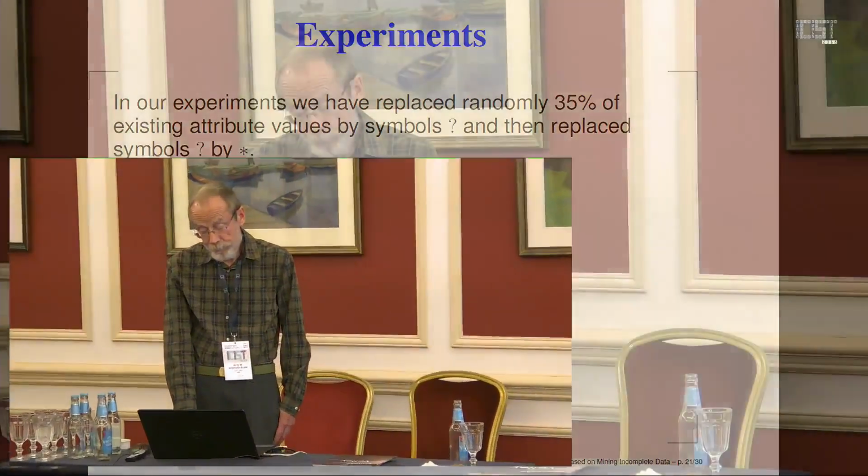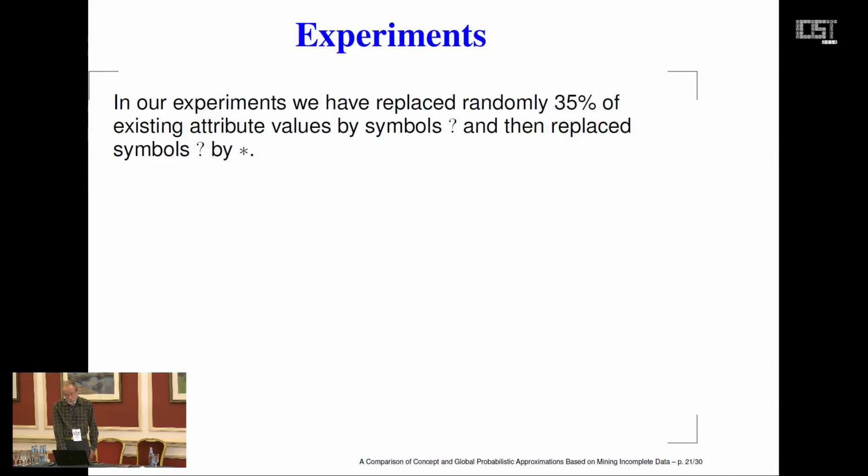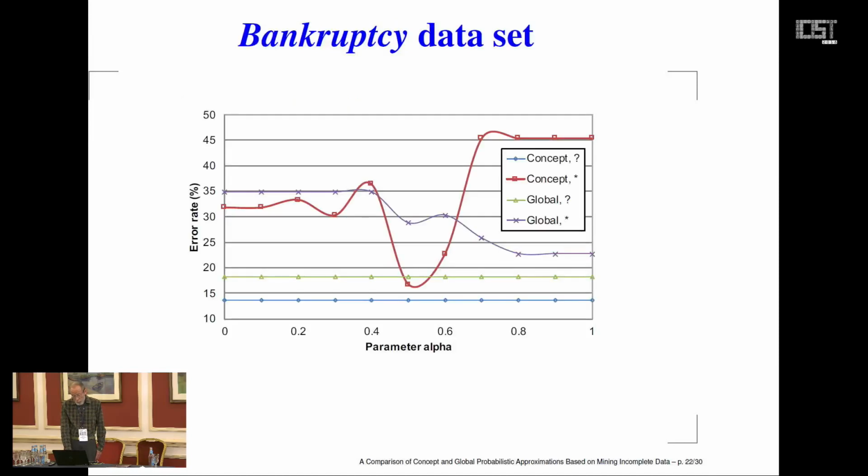And we used 8 data sets that are typical data sets taken from the repository of the University of California at Irvine. In all of those data sets, we randomly replaced 35% of existing attribute values by question mark symbols, and then replaced them by asterisks. So this way we got 16 data sets. And here are the results of our experiments.